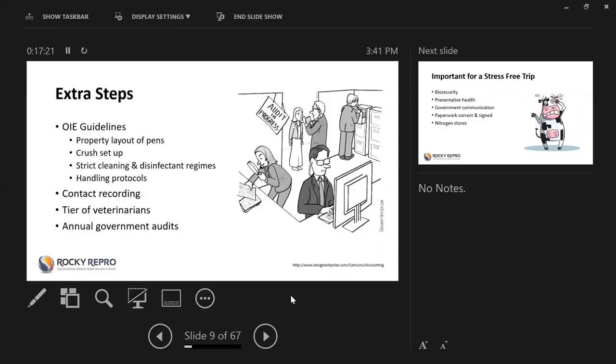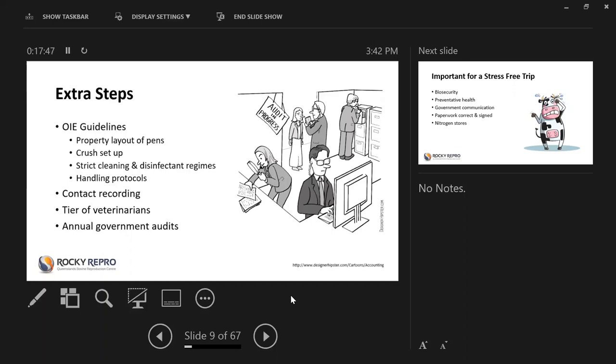So there is a fair bit of extra stuff behind the scenes, and I'll just quickly run through this, it's a bit boring. But what we've got to do is follow government guidelines. So this includes layout of the pens within Rocky Repro. So all the pens between export and domestic bulls need to be a certain distance apart. Sharing of water troughs and feed troughs, we've got certain regulations we have to follow with that.